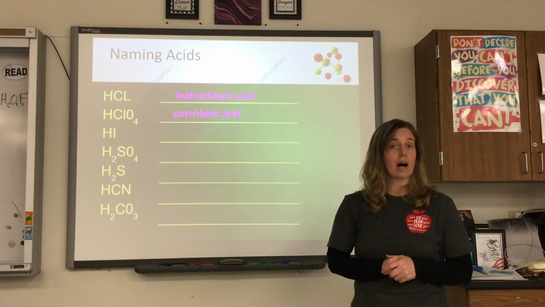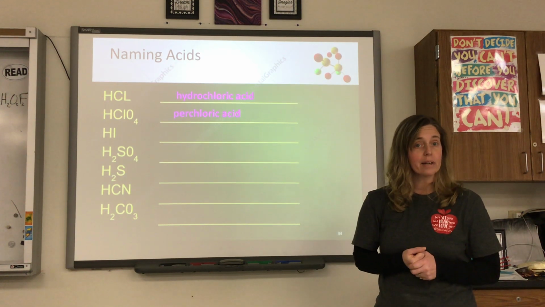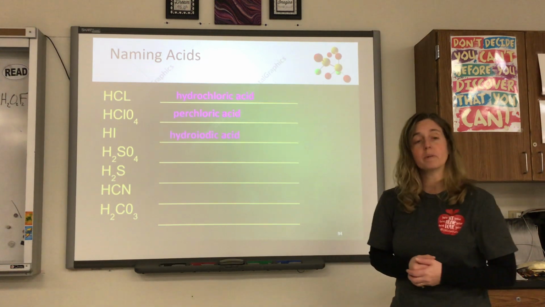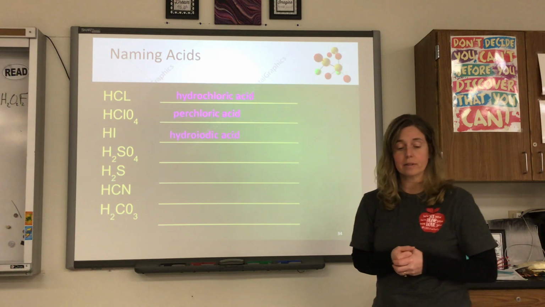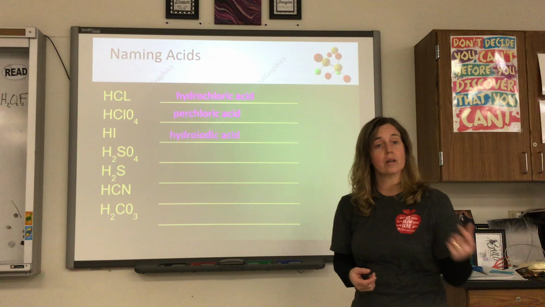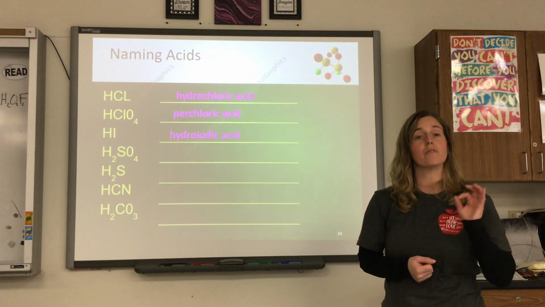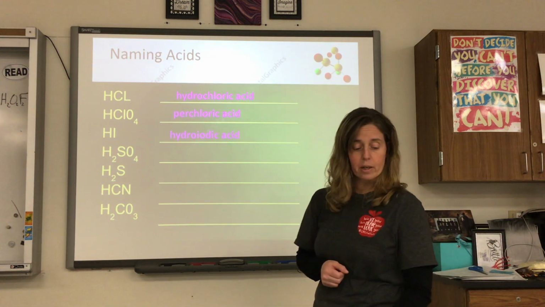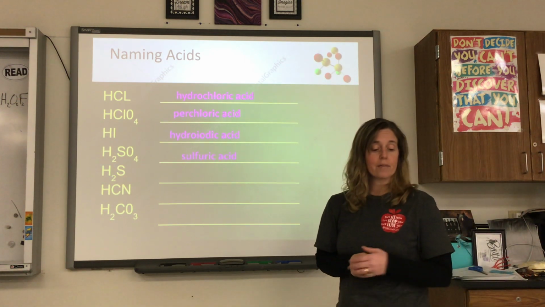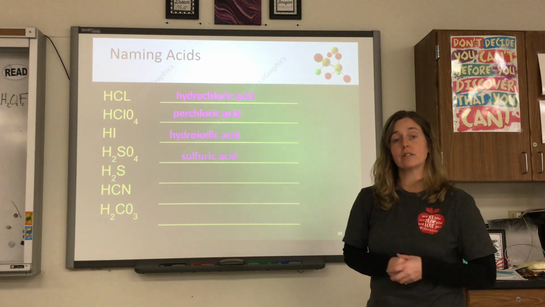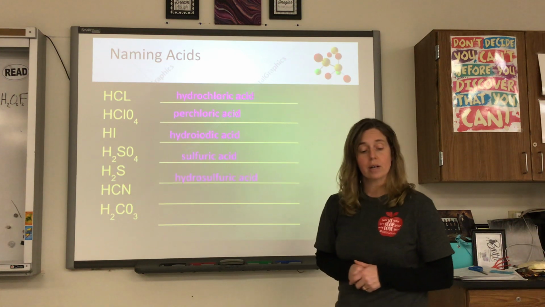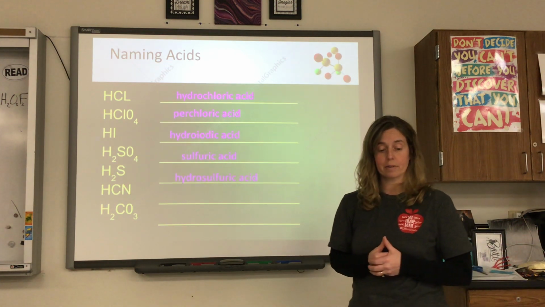Then I have HI. I is a non-metal, it's iodide. Remember, if it ends in ide, you put the hydro and add the ic. So this would be hydroiodic acid. H2SO4, okay? SO4 is a polyatomic, it's sulfate. So ate goes to ic, so that would be sulfuric acid. Next you have H and S. S is sulfide. So ide, you get the hydro and add the ic, so it's hydrosulfuric acid.